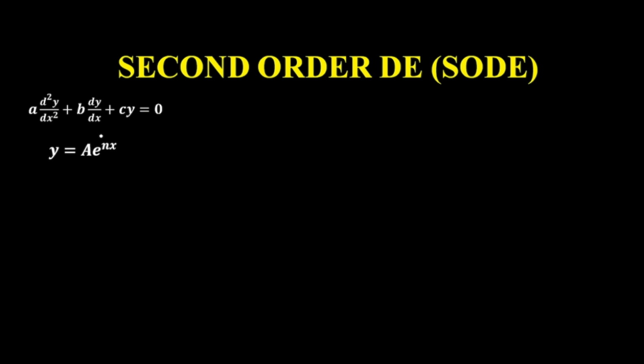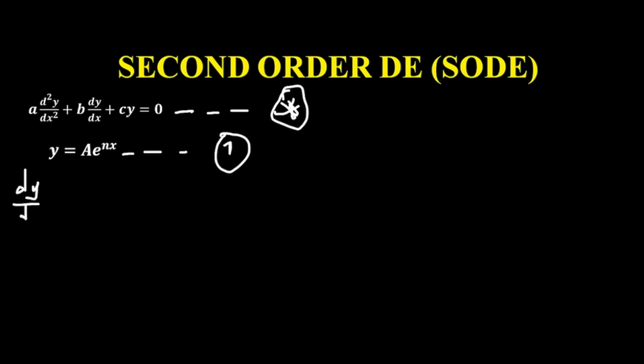Now secondly, to solve this, to get a general formula expressing the second order differential equation, we are going to use the substitution y equals a e to the power nx. So we are just going to call this our equation star, and then we call this our equation 1. Now this is our equation star. If we look for the first derivative of our equation 1, then we are going to have n a e to the power nx. So we're going to call this our equation 2.